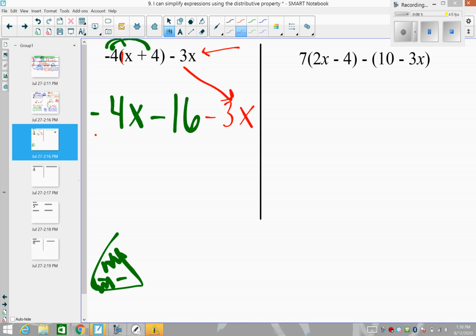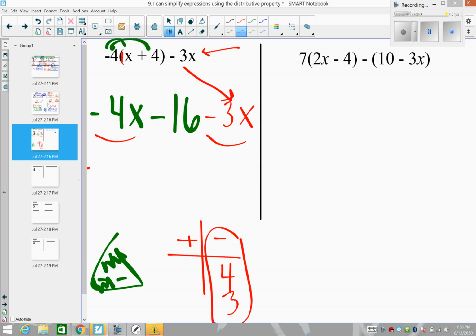Now, combining like terms, those are going to be combined. We have 4 players on team negative. We have 3 players on team negative. So all those players ended up on team negative. So it's negative 7x minus 16. So we're left with negative 7x minus 16.